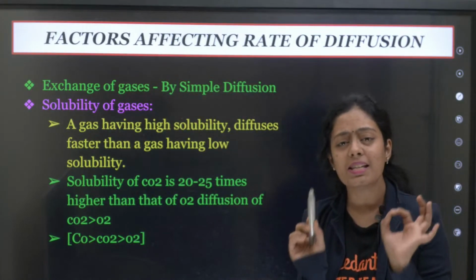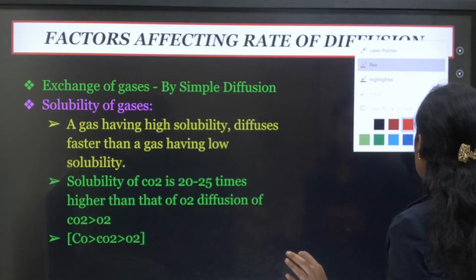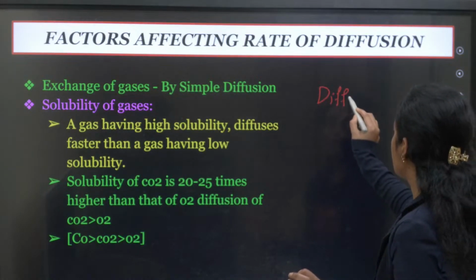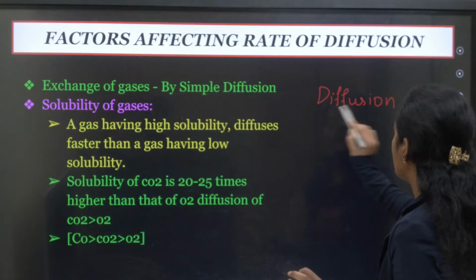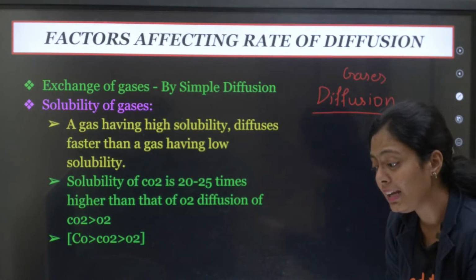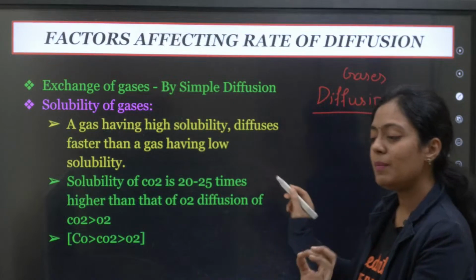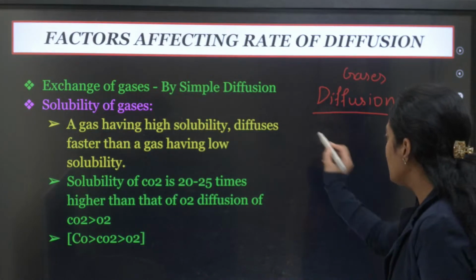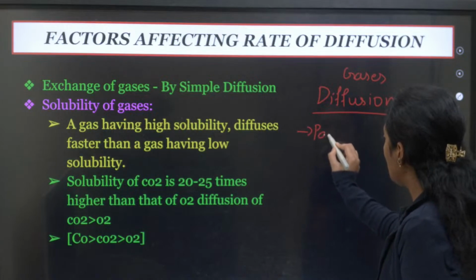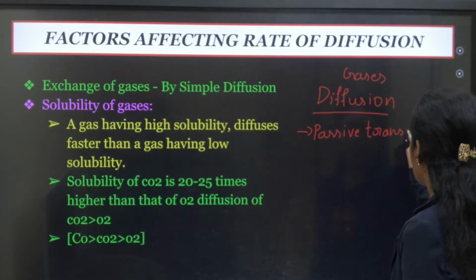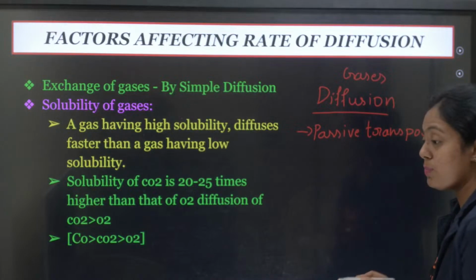So, exchange of gases, how does it happen? It is basically happening via a process called diffusion, correct? So gases will diffuse. Can anyone watching this live tell me what is diffusion? First, let us understand what diffusion is. Diffusion is a kind of passive transport.